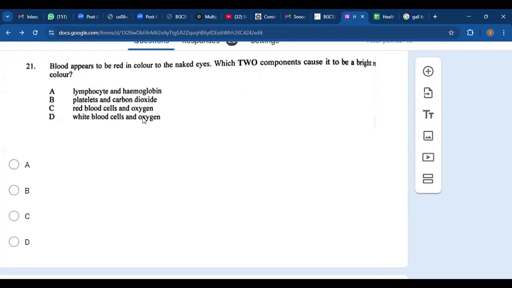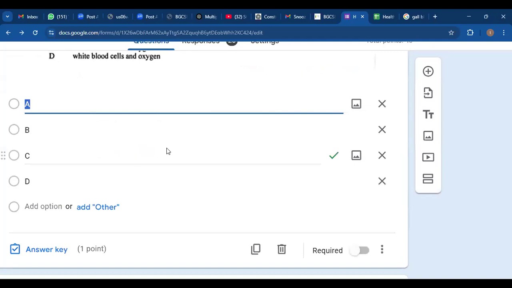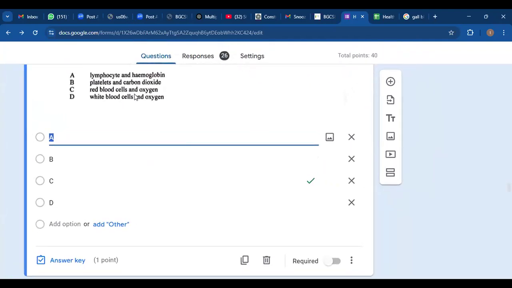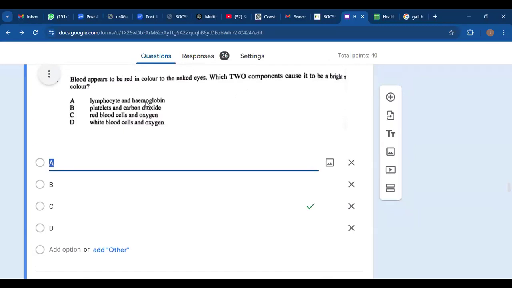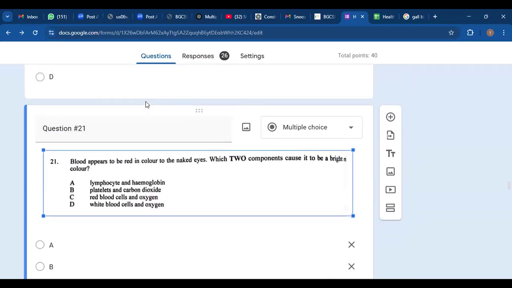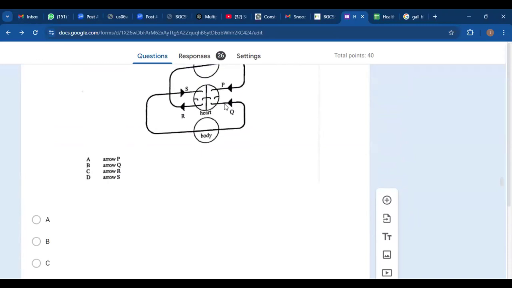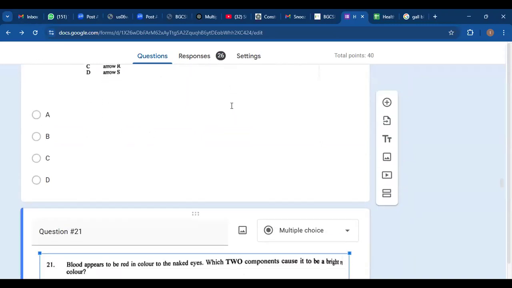It says bright red in color. It's C. Red blood cells and oxygen. Number 20 was B. Q is wrong.